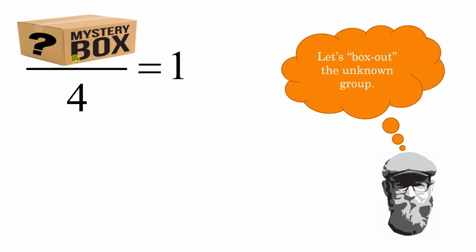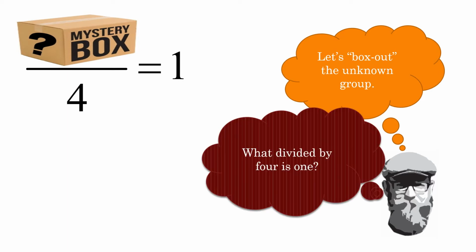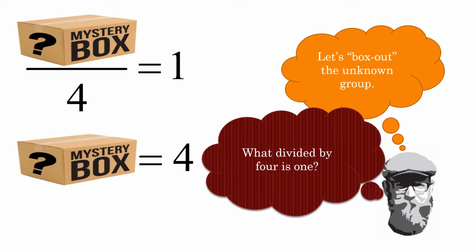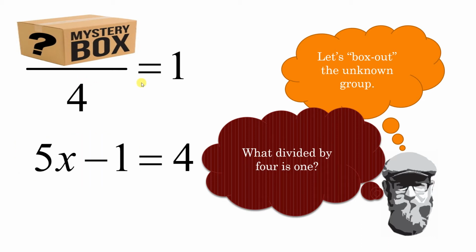So when I look at this now, what divided by 4 equals 1? Well, isn't 4 divided by 4 1? So the box has to equal 4, right? Because if this was 4, then 4 divided by 4 is 1, and it's true. So remember what the box was. It was 5x minus 1.